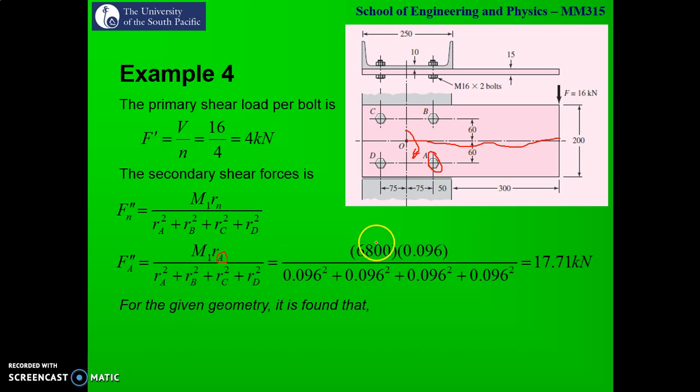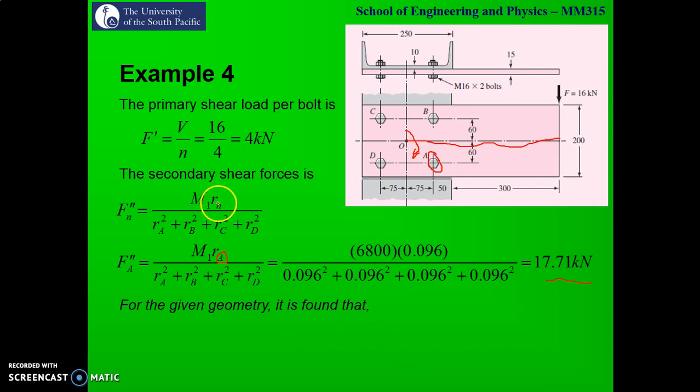So now substitute everything. The moment was 6800. The distance of bolt I from the centroid was 96 mm, so convert everything to meters. Due to the nature of the bolt pattern that is given to you, all the bolts are located at equal distance from the centroid. That's why I have 0.096 squared appearing 4 times. Once I do this calculation, I get my secondary shear to be 17.71 kilonewton.